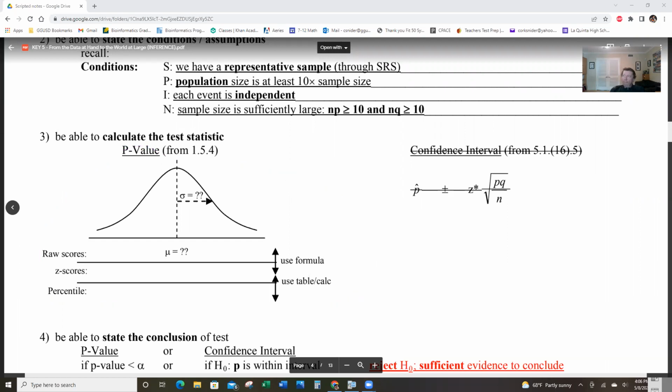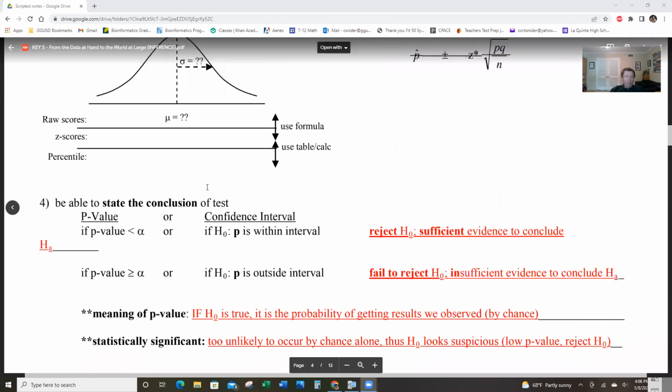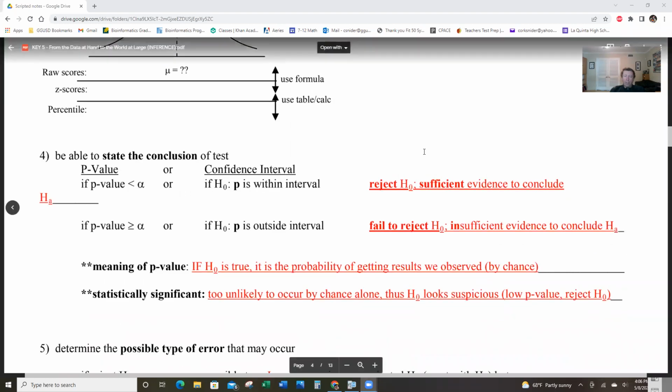Step 4 down here is to be able to write your conclusion. Your conclusion is going to have a sentence frame. If the p-value is low, you're going to reject H0. That actually rhymes: the p-value is low, reject H0. And then you'll say there is sufficient evidence to conclude, and you'll write HA in context.